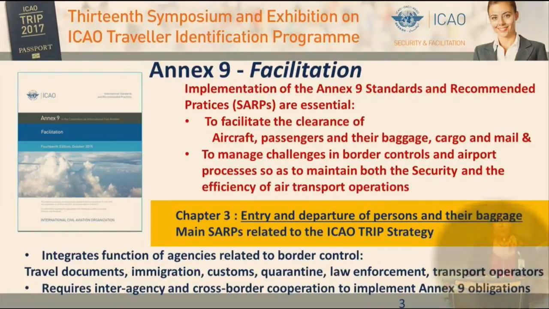The regulatory framework behind the ICAO TRIP strategy is, in fact, in Annex 9. Chapter 3, more specifically, of Annex 9, which is entry and departure of persons and their baggage. And these are really the main SARPs for the ICAO TRIP strategy. In fact, Annex 9 facilitation is both allowing and facilitating the clearance of passengers, aircraft, baggage, etc., but also managing the challenges related to border security. And this cannot be achieved if there is not a coordination of all the agencies and entities involved in this process.